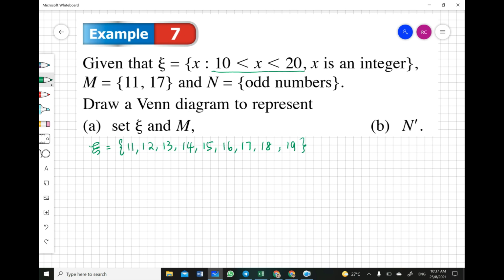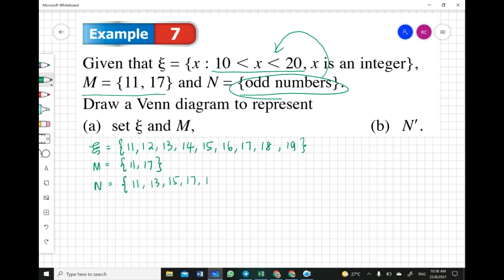Next, we know that M is equal to 11 and 17. Actually, we don't have to rewrite it, but if you want to rewrite it, you can. And then you were given that N is equal to odd numbers. When they say N is equal to odd numbers, this is important because you have to make sure it is inside the universal set. So the first odd number in the universal set is 11, then 13, 15, 17, 19. So we stop here. That is the use of the universal set: it guides you on how to list the numbers in a certain range.